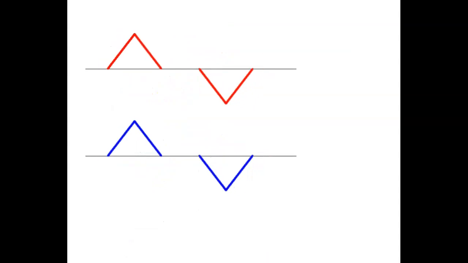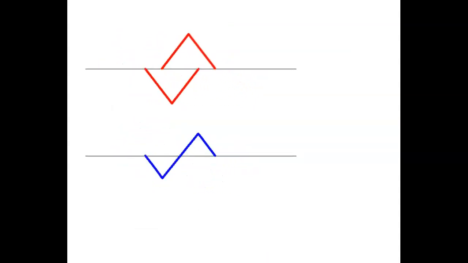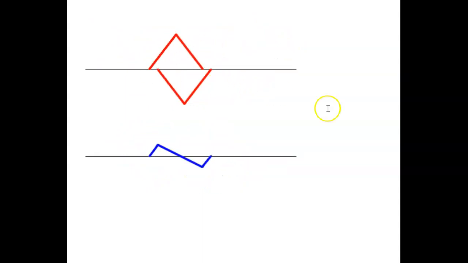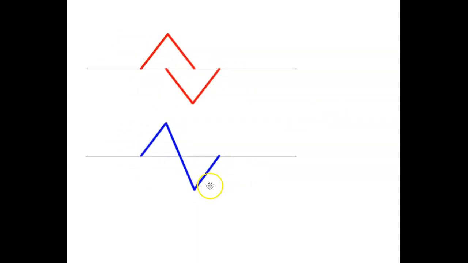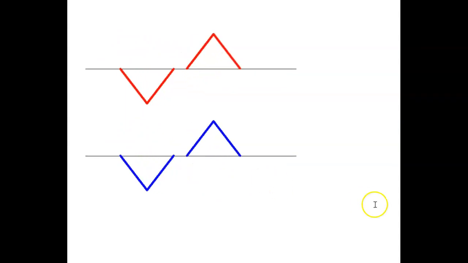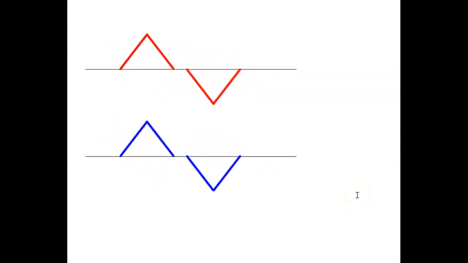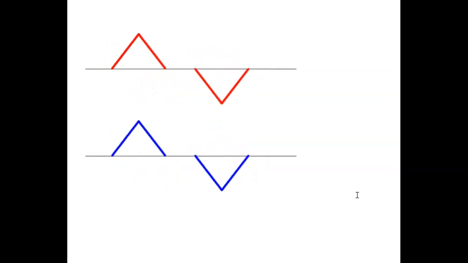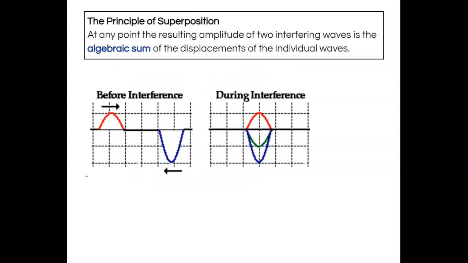And so I really liked this animation because on top you can see what the waves individually sort of look like when they pass each other. And then on the bottom, the animation is showing how they kind of pass over each other and combine, and essentially we see complete destructive interference at one point where the wave seems like it's not there anymore. And this brings us to this principle of superposition.